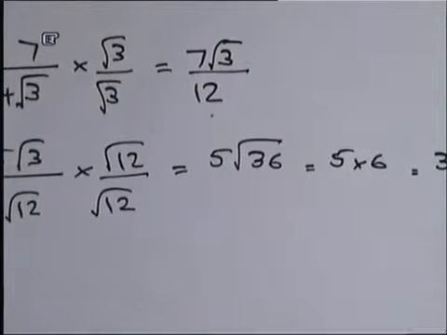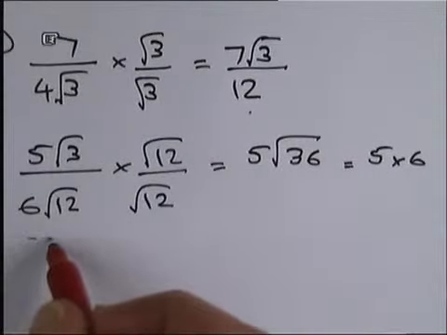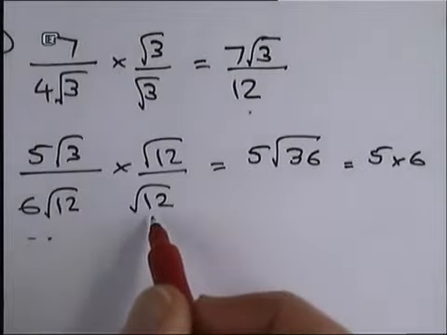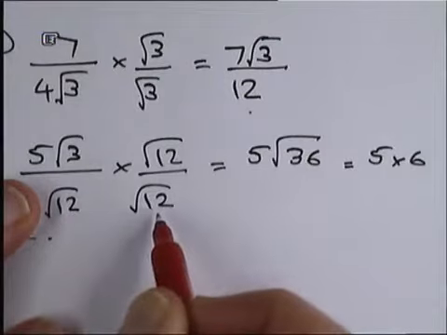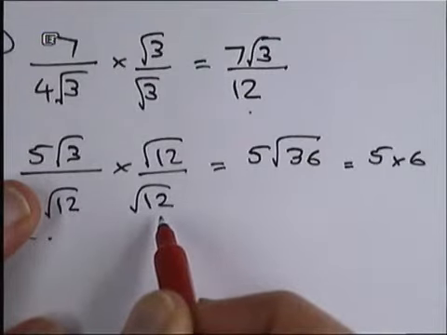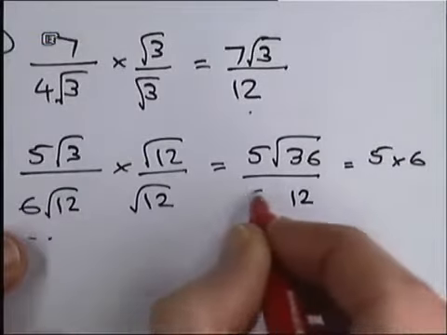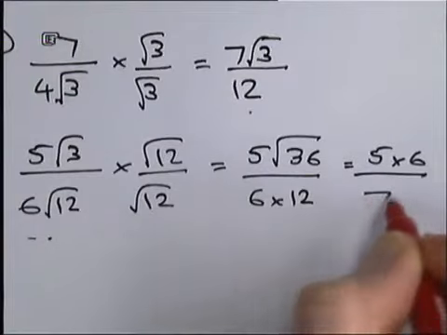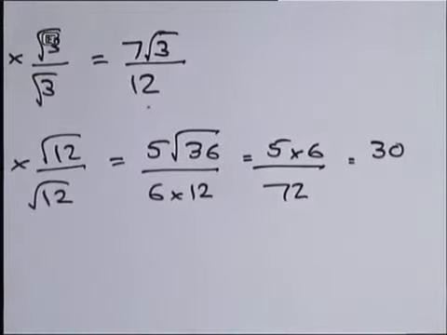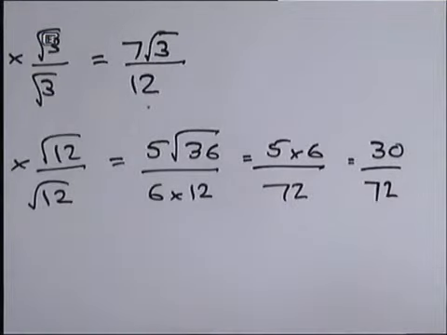Now, we need to work out the bottom again of our fraction. We've got 6 root 12 times by root 12. We pretend the 6 isn't there for a minute. The root 12 times by root 12 is a normal 12. I'll write that in, and then I've got to times that by the 6. 6 12s are 72. So now I've got 30 over 72.